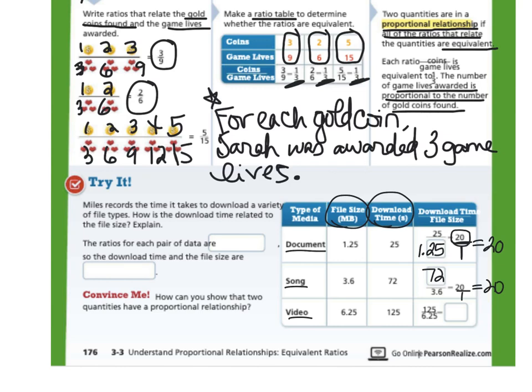And last, we look at videos. The videos have a file size of 6 and 25/100ths compared to the download time of 125 seconds. And when you divide those, you guessed it, that unit rate is also 20 to 1, or just 20. So what we can say here is that the ratios for each pair of data are equivalent or equal. So the download time and the file size are proportional.